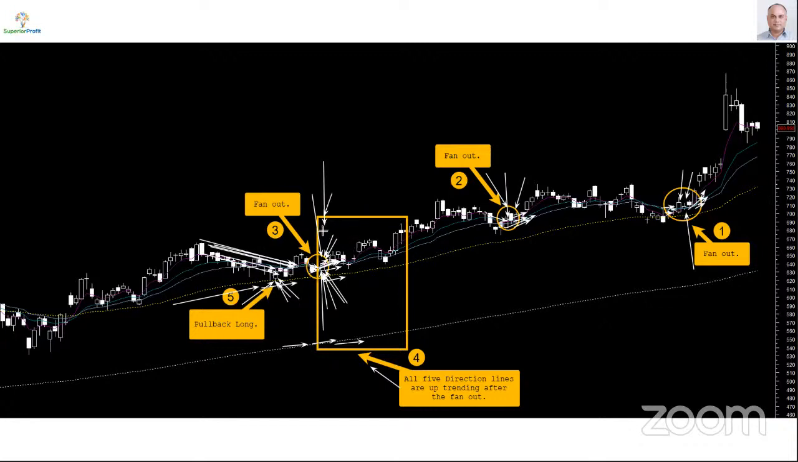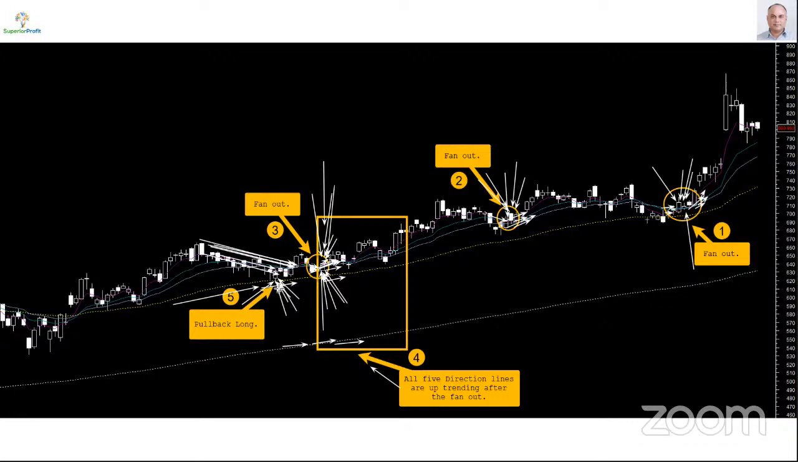Go with flow setup would have come here, here, here, but not at a pullback setup. So pullback setup is also a trend following trade. Go with flow setup is also a trend following trade. However, go with flow means it is a stronger uptrend at the point of entering. This is a stronger uptrend, stronger uptrend, stronger uptrend.